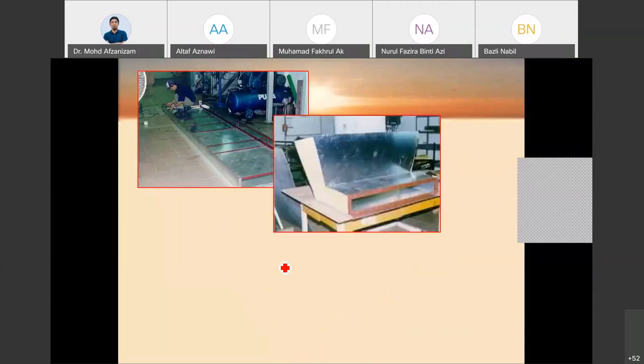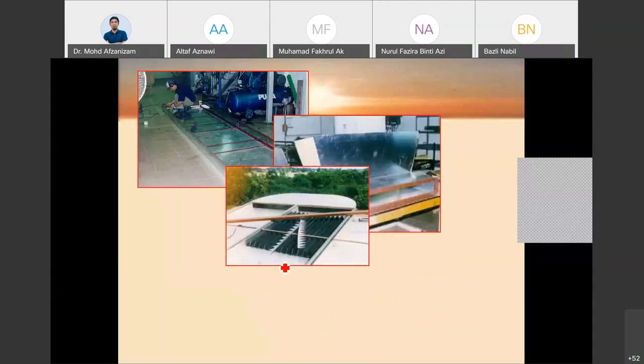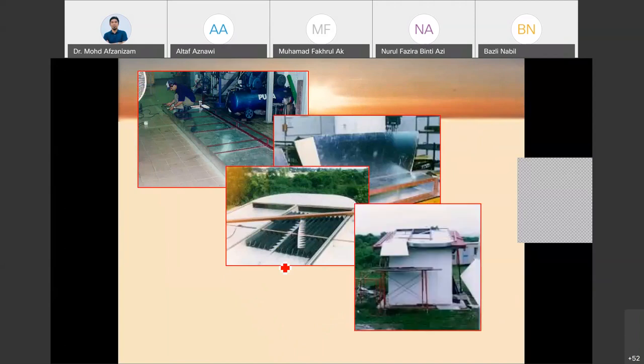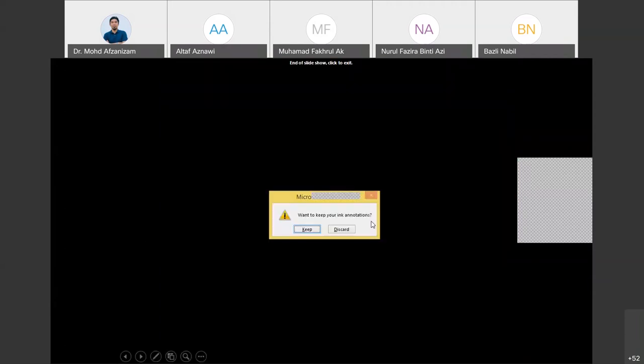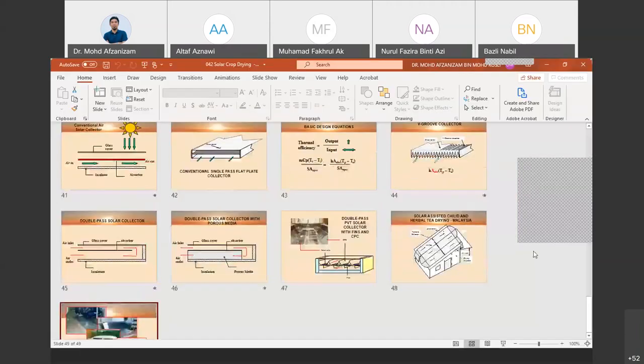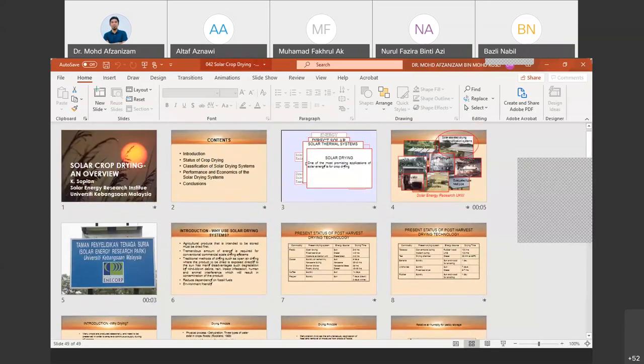Okay, so this is the fabrication process. Seems like the house of the drying chamber. Yes. Okay, so we stop here.